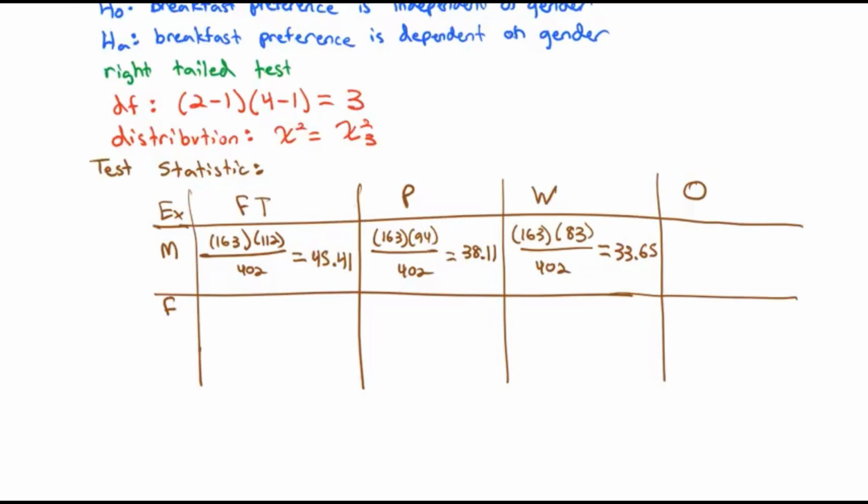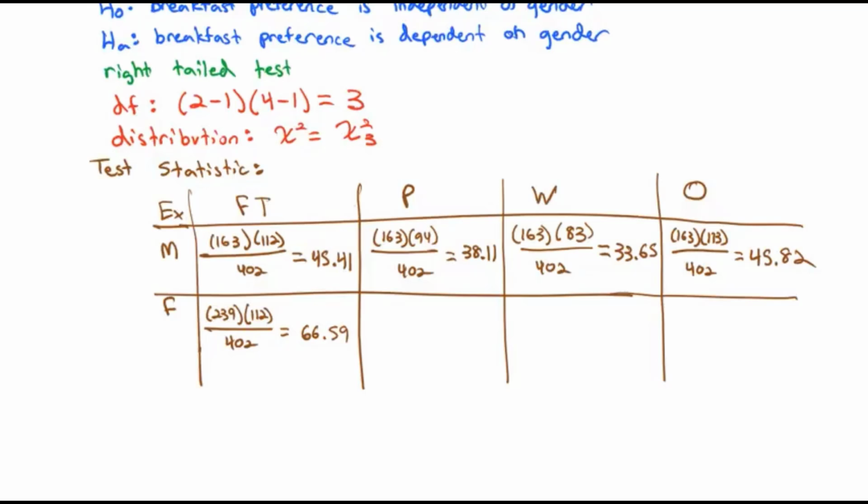Finally, we've got the omelets. Similarly with the omelets, the total for the male row was 163. The total number of omelets was 113. And then we divide by the 402 to get 45.82. We'll do the same thing with the females. This time the female row total was 239. So we're going to do 239 times the French toast total of 112 divided by the 402. The expected females who prefer French toast should be 66.59.